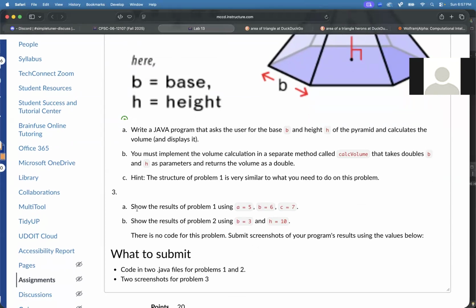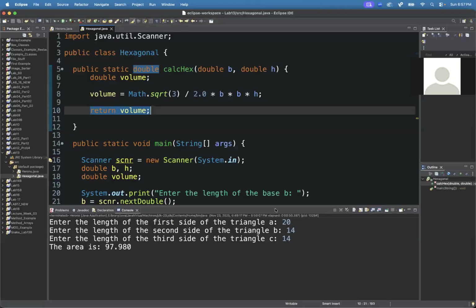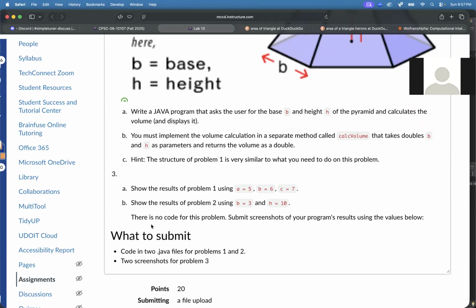All right. Looking at problem 3 here, it says show the results of problem 1 using 5, 6, 7. I'm not going to do that. You could do that. 3b says show the results of problem 2 using b equals 3, h equals 10. I can remember that. So let's run it. Enter the length of base b, 3. Enter the height h, 10. Enter. 77.942. Apparently, that's the volume.